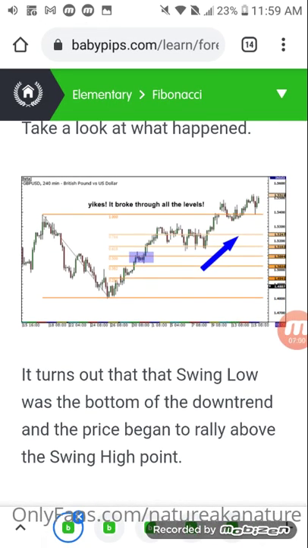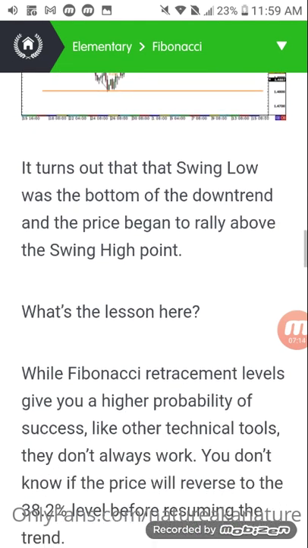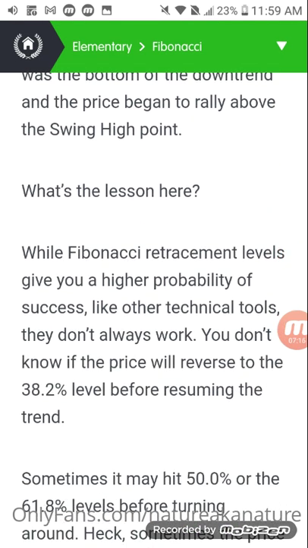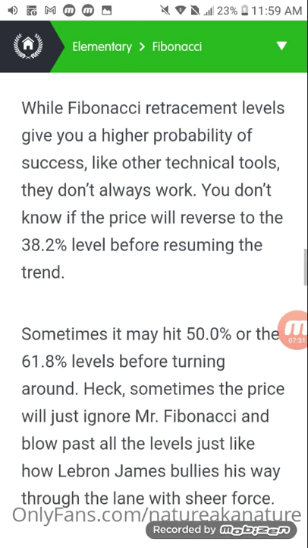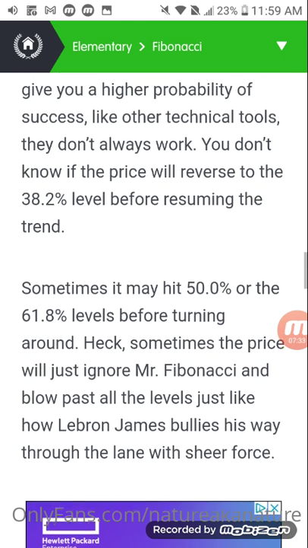So it turns out that the swing low was at the bottom of the downtrend, and the price began to rally above the swing high point. The swing low is at the bottom, and price went all the way past the swing high. What have you learned from this lesson? While Fibonacci retracement levels give you a higher probability of success, like other technical tools, they don't always work. You don't know if price will reverse to the 38.2 level before resuming a trend. Sometimes it may hit the 50.0 level or the 61.8 level before turning around.